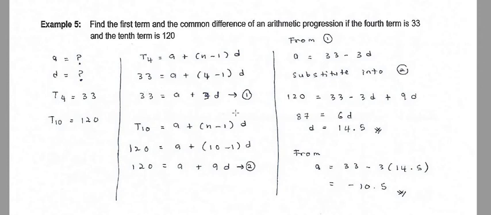So from the first equation, we get A equals 33 minus 3D. And then we can substitute this into the second equation. Okay, after substitution, we get D equals 14.5. So from there, we can also get the value of A. Substitute back into this equation. And we get A equals negative 10.5.